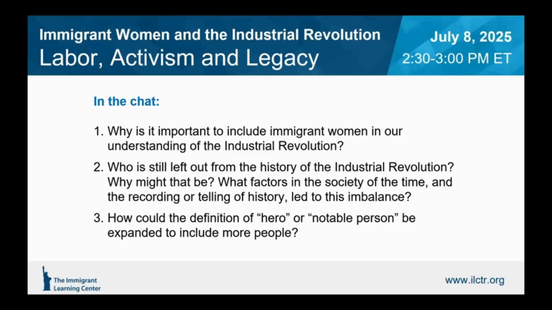The first thing we want students to reflect on is, why is it important to include immigrant women in our understanding of the Industrial Revolution? We then want them to take it a step forward and ask, who might still be left out from the history of the Industrial Revolution, and why might that be? So what factors in the society of the time, maybe in the recording or telling of history, led to this imbalance? And then another thing we ask them to do, especially when looking at our 7 heroes of the Industrial Revolution, is to ask, how could we expand the definition of hero or notable person to include more people?